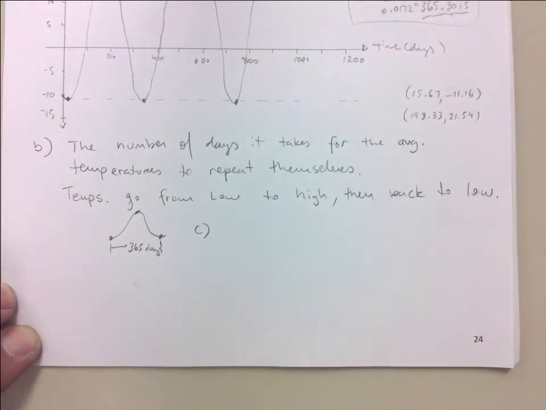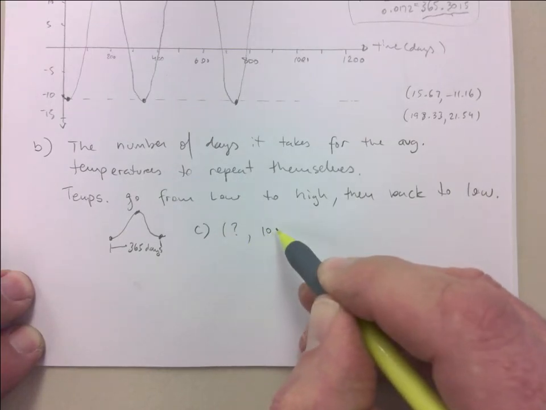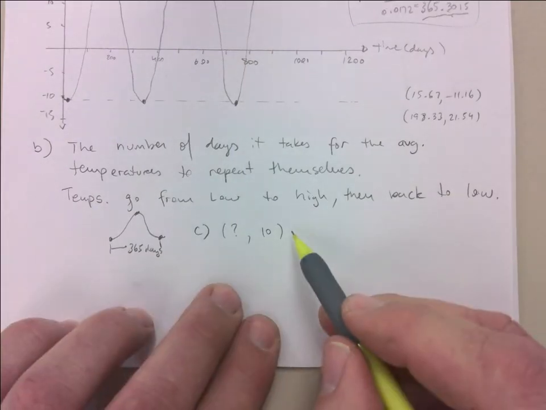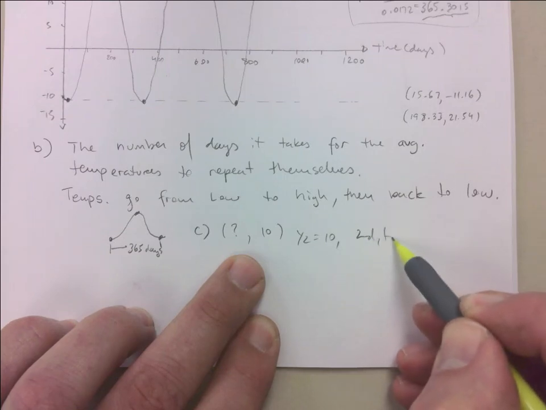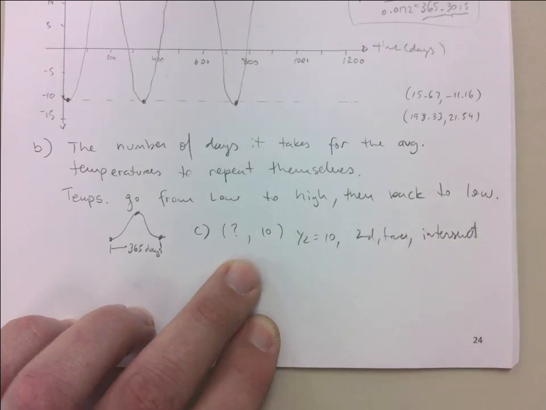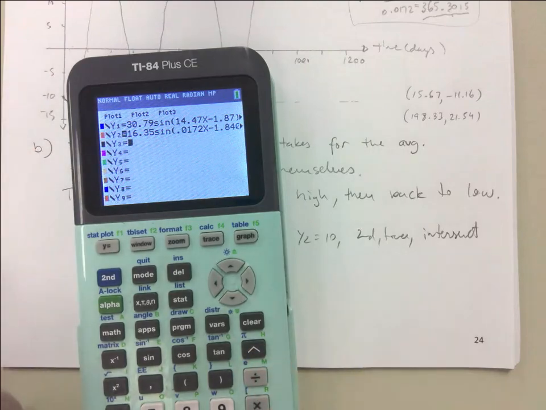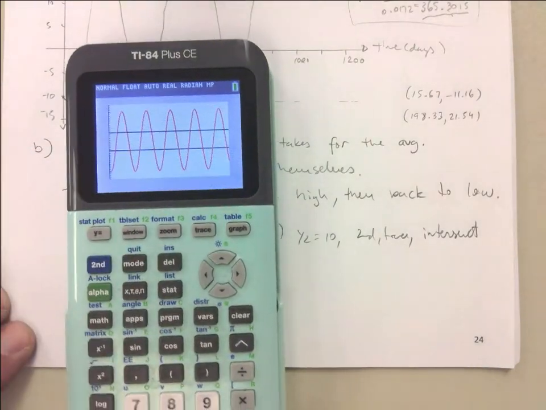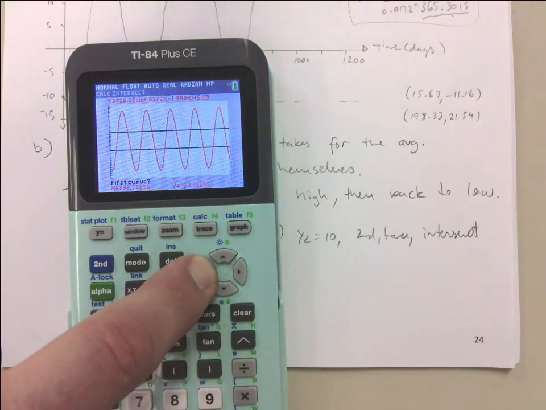When is the temperature at 10 degrees? So when, that's the time, is the temperature 10 degrees for the first time? You go y2 is equal to 10. Second, trace, intersect. Let's go ahead and do that. I'll let my y3 be 10. There it is. Second trace 5. And you want it when it happens the very first time.